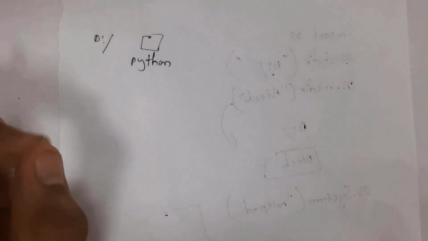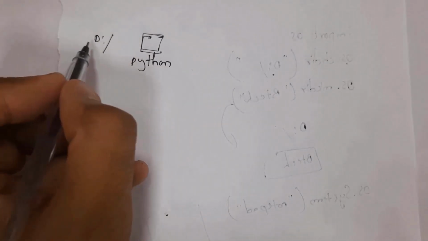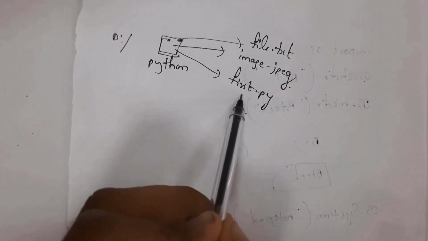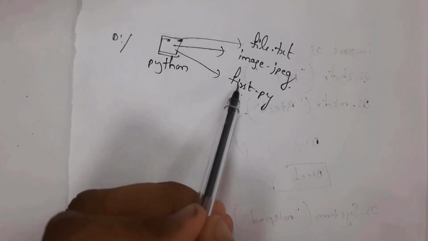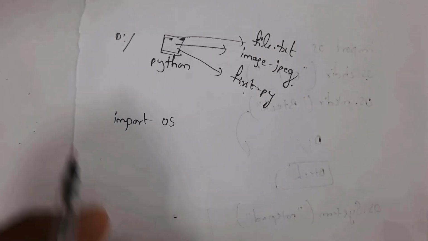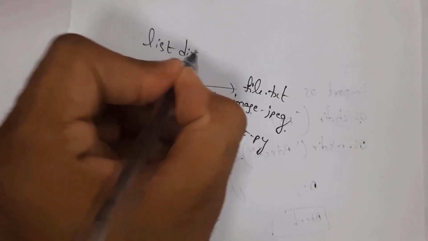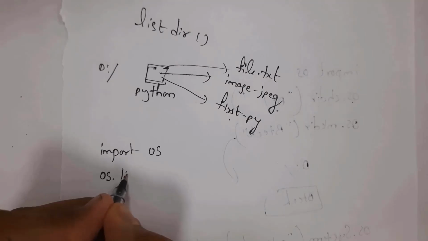Guys, let us consider this example. There is one folder. That folder name is Python, which is present in local disk D. And this folder contains 3 files. They are file, image and first, where file is a text file, img is an image and first is a Python file. Now I want to check what files are present inside this Python folder by using the os module. So just write here import os and next os.listdir. That is nothing but list directory. This listdir function will display all files that are present in my folder.